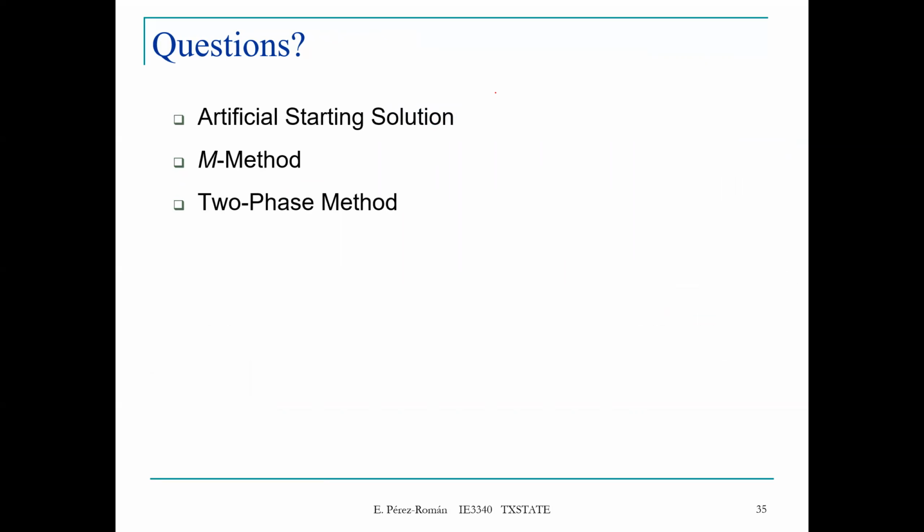Okay, so that concludes this lecture on artificial starting solutions, in which we focused on the second method, called the two-phase method, to find an initial solution for LP problems that do not have an initial solution given by slack variables. So when those slacks are not available to provide an initial solution, we have two strategies to find one. The first strategy is the M method, and the second strategy, which is the one discussed in this video, is called the two-phase method.